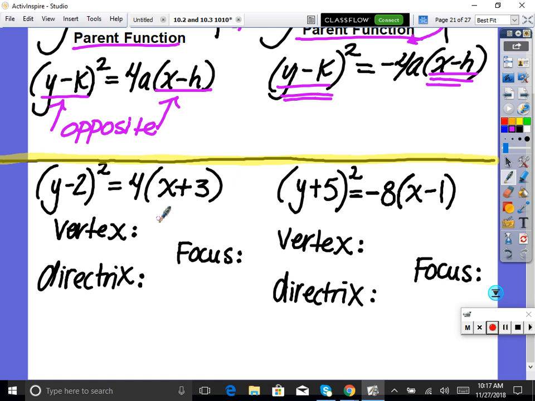So just a reminder, shifts left and right go with x, right? -3 is not a shift of left 3. Shifts left and right go with x. Correct, everybody, for all functions. This is your shift up and down, and it's opposite because it's in parentheses. So up 2. So my vertex is -3, 2.